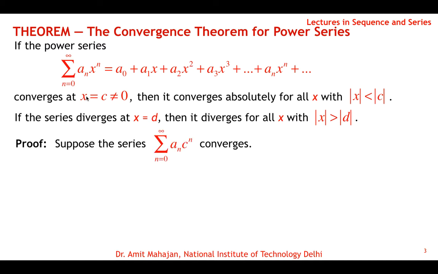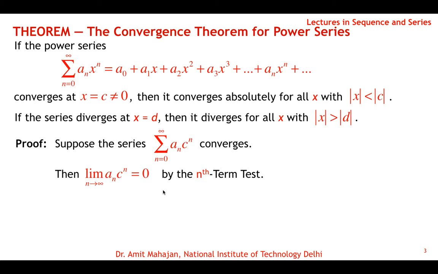Suppose that the series is convergent at this point x is equal to c. So if we put x is equal to c here, this series a n c power n is a convergent series. Okay, and we know by the nth term test that if the series is convergent, then the limit as n tends to infinity of the nth term must be 0. So the limit as n tends to infinity of a n c power n must be equal to 0, by the nth term test, because if this limit is non-zero, then the series will be divergent, but it is given convergent, so this must be 0.